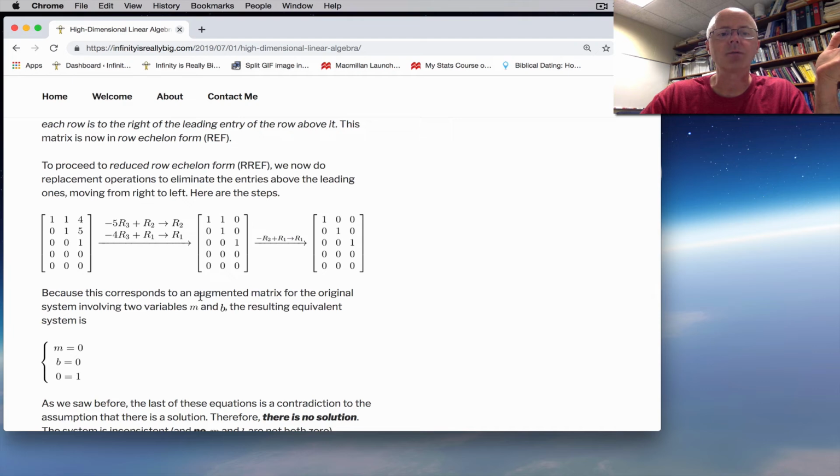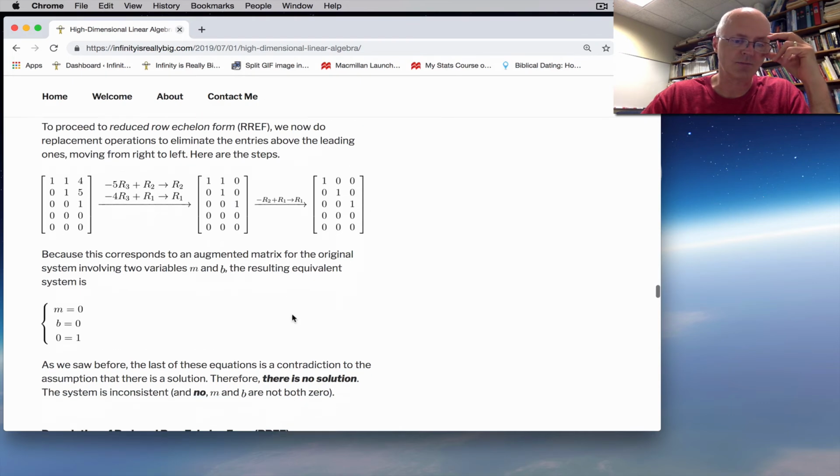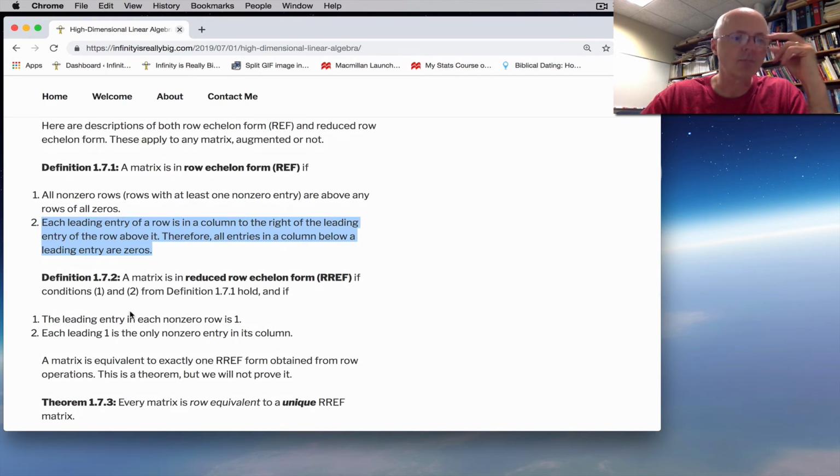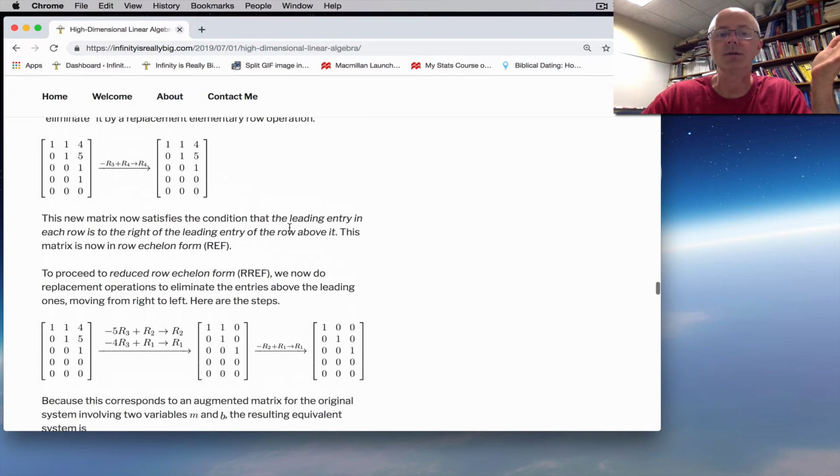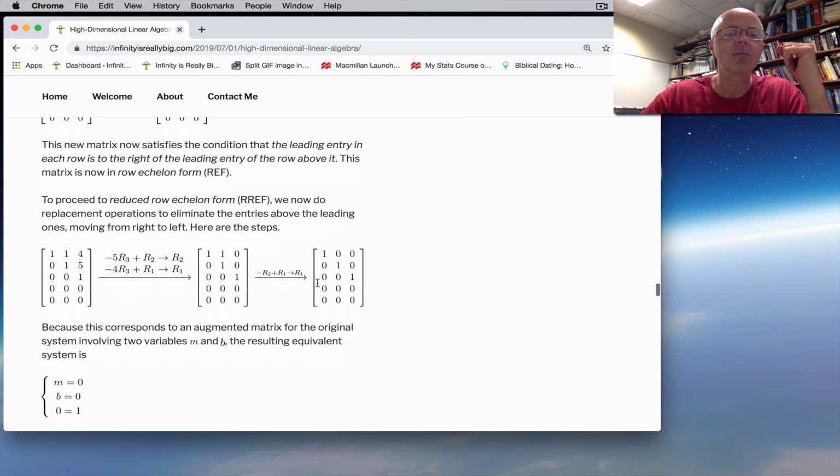So the leading entry in row 1 is this one here. It doesn't have anything above it, so it's fine. The leading entry in row 2, in this REF form, is to the right of the leading entry in the row above it, and the leading entry in row 3 is to the right of the leading entries in rows 1 and 2. That's row echelon form. It's in reduced row echelon form if both 1 and 2 up here hold, plus the leading entries are 1. There's nothing about them being 1s up here. And secondly, each leading one is the only non-zero entry in its column, so you've got to have zeros above the ones as well as below the ones, although with the first row there's nothing above it.